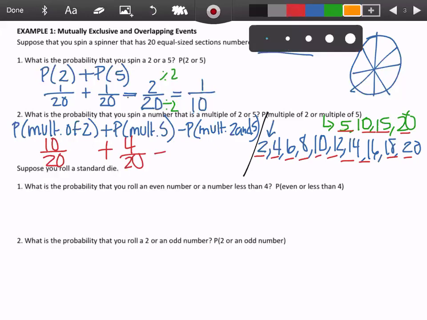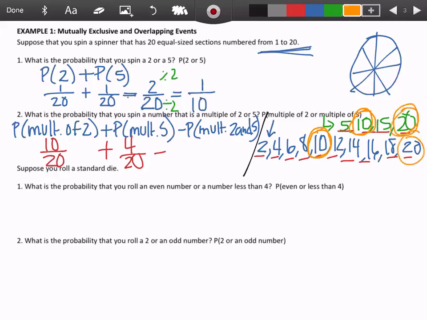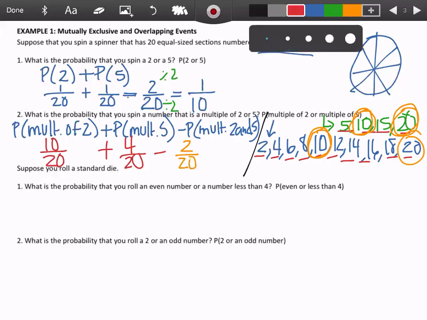So take a look at both lists of numbers, the 5, 10, 15, 20, and then the 2, 4, 6, 8, 10, 12. All of those numbers, any numbers that overlap, we're going to circle them. So I see 10 in both lists of numbers. I also see 20 in both lists of numbers. So those are overlapping, which means that we're going to subtract those back out. So 2 over 20. So now looking at these, we can combine the numerators.